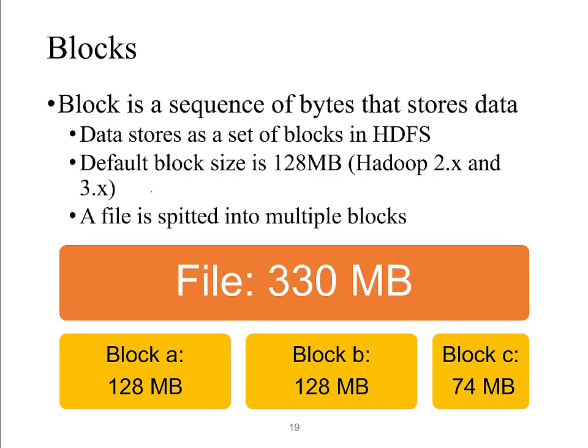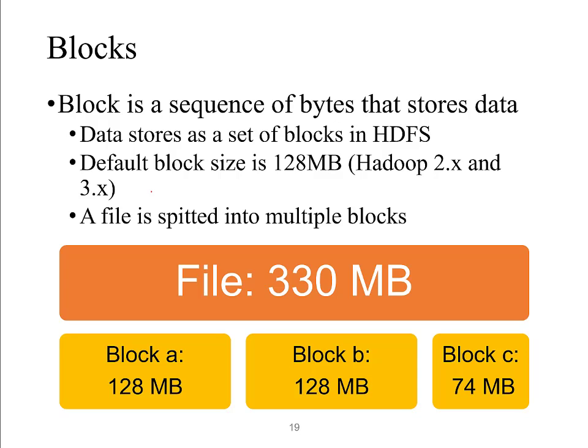The concept of block is just like those in database management systems, except the block size in HDFS is much larger. Data is stored as a set of blocks in HDFS. We're going to talk about this later. The default block size is 128 megabytes in Hadoop 2.x and Hadoop 3.x. The default value of block size is 64 megabytes in Hadoop 1.x.